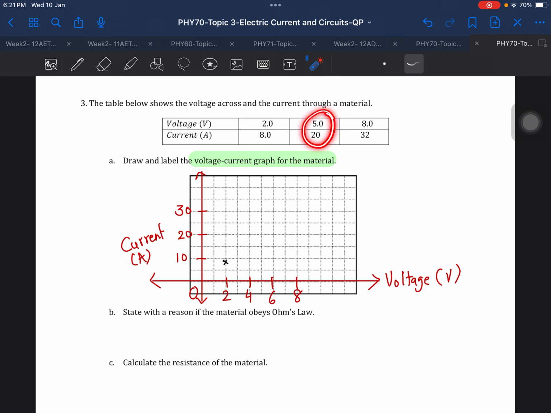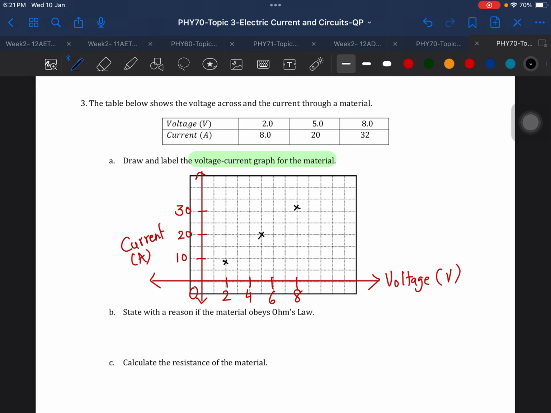Then it says 5 and 20. So 5 is here and 20 is here. That's easy. So we can get the cross here, 5 and 20. Then it says 8 and 32. So 8, and this is the line for 30. So it should be slightly above it. So we'll put 32 here.